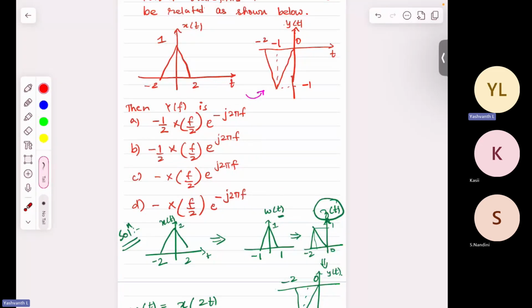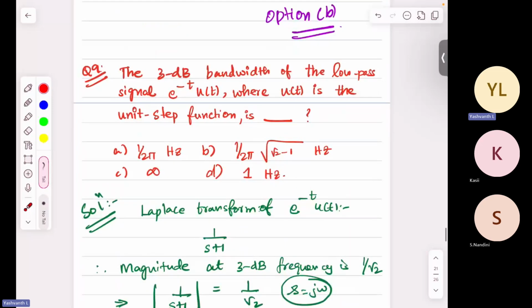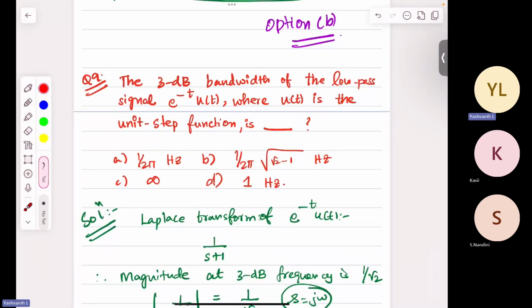Is it clear? Is the solution logic clear? Maybe you can go through the exact details later on in the notes, but is the logic clear? Is the approach clear? Okay, I guess it's clear. Let's move on. The next question is basically as follows.